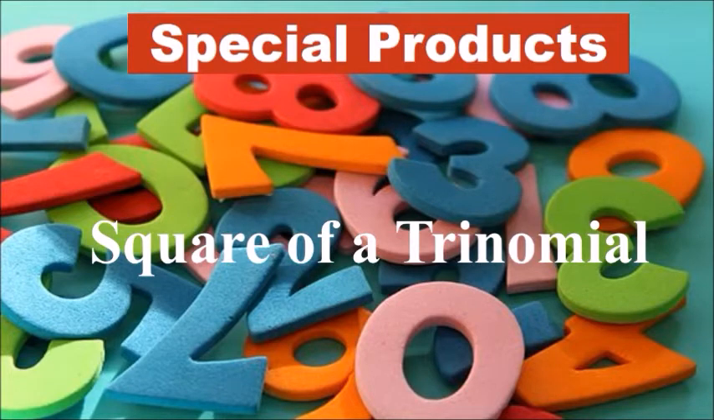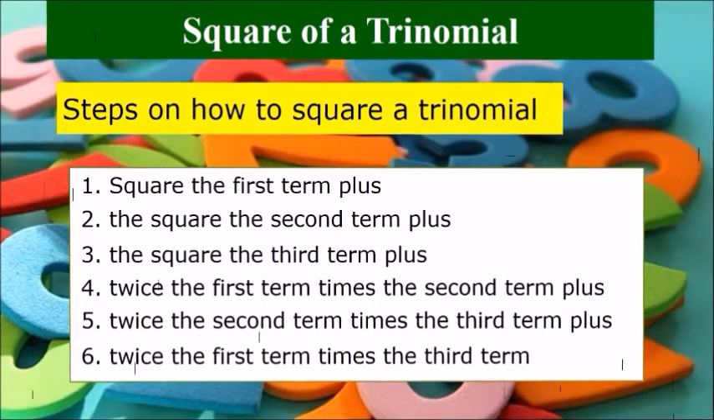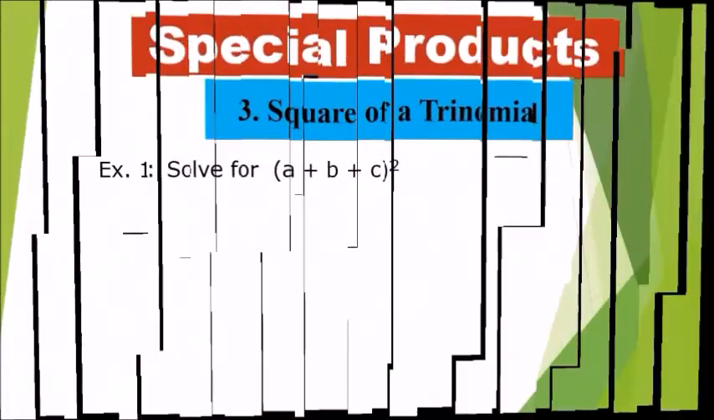Now, itong square of a trinomial, let us remember na yung trinomial, ang tinutukoy dyan, a polynomial having 3 terms. Okay? So, these are the steps on how to square a trinomial. First, square the first term, plus, square the second term, plus, square the third term, plus, twice the first term times the second term, plus, twice the second term times the third term, plus, twice the first term times the third term. Okay? So, para mas madali ninyong maintindihan yan, let us have an example here.